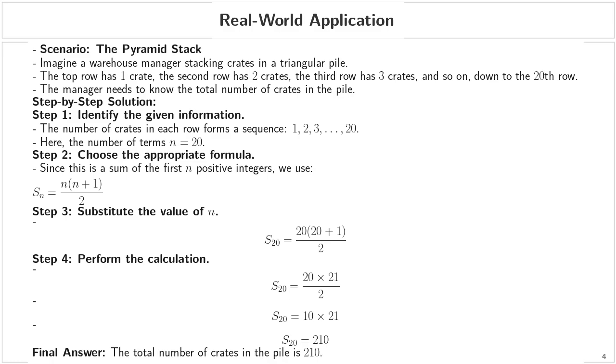This brings us to our final answer. The total number of crates in the pile is 210. As you can see, using this special case formula is much faster than adding every single number one by one.